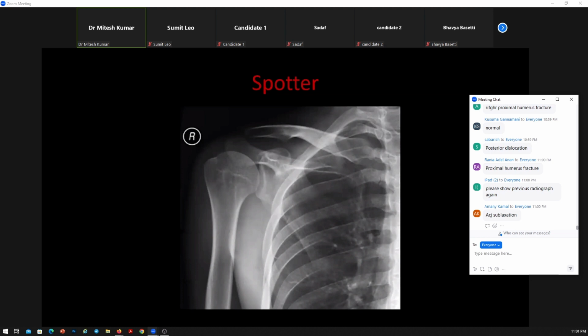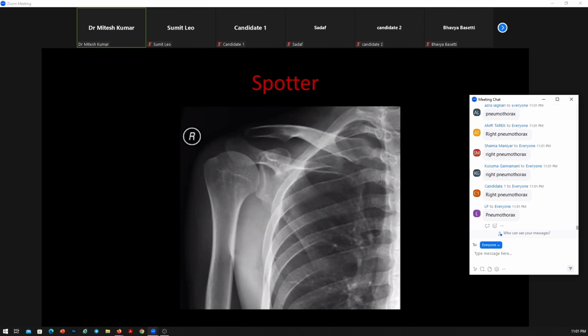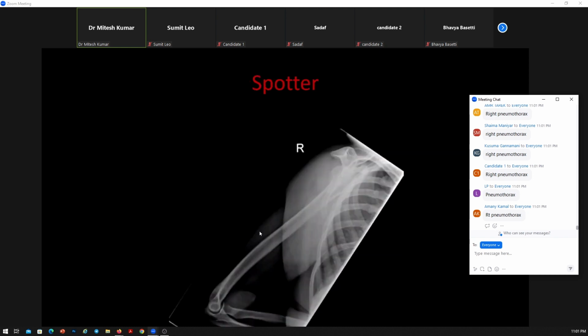Please use your checklist. Perfect, perfect. Right pneumothorax. So in all shoulder joint, always look at pleural effusion and pneumothorax. Perfectly, everyone has written right pneumothorax. Great, great. The visceral pleural line and avascular area. Next.